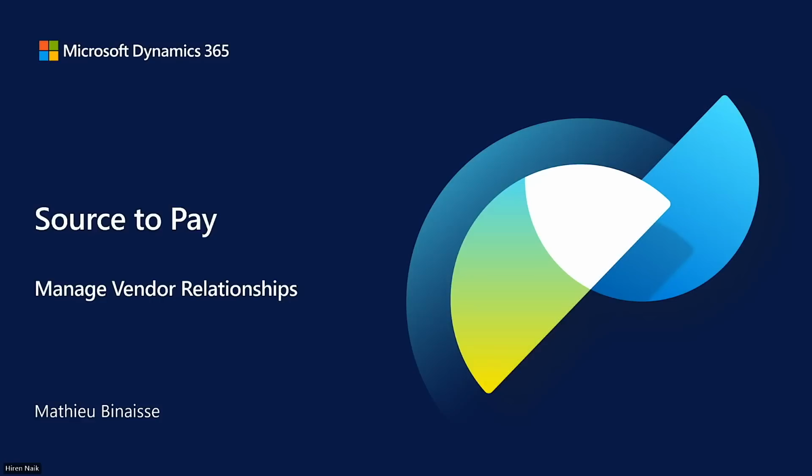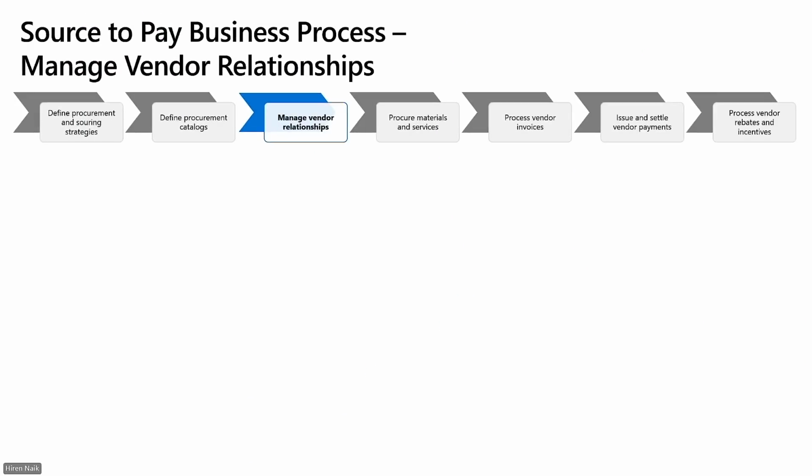Thanks, Adi. So now let's talk about managing vendor relationships. Vendor relationship management is the practice of building and maintaining strong and mutually beneficial partnerships with the suppliers of goods and services that support your business. This process can help you reduce costs, improve quality, mitigate risk, and achieve your strategic goals.